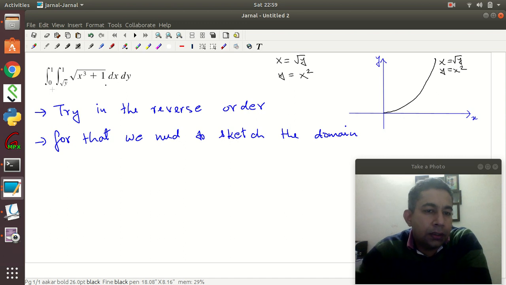So this one is saying y was going from 0 to 1. And for each of those y, x was going from root y to 1. So it seems like there is a line x is equal to 1, and our region of interest is this one.